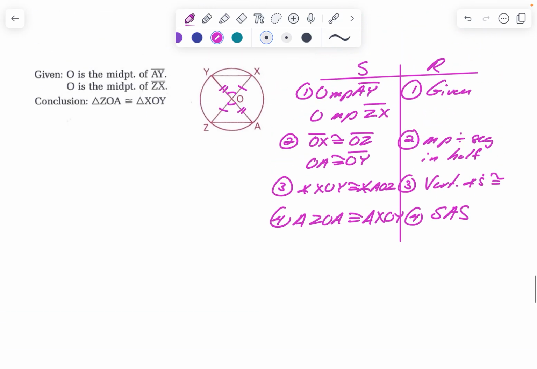So, a little taste of proofs, and you can see our goal is always the same, to prove the triangles congruent by SAS. And so we need the two pairs of congruent sides and the pair of included angles.